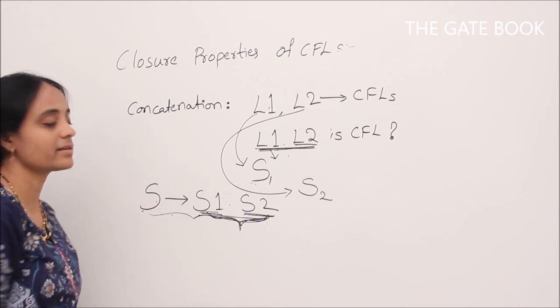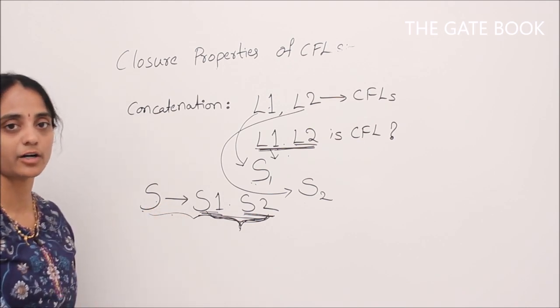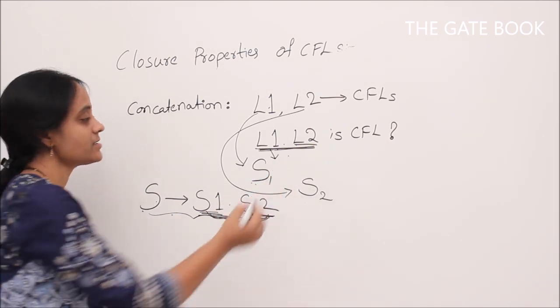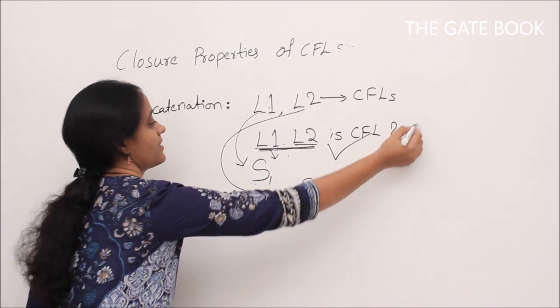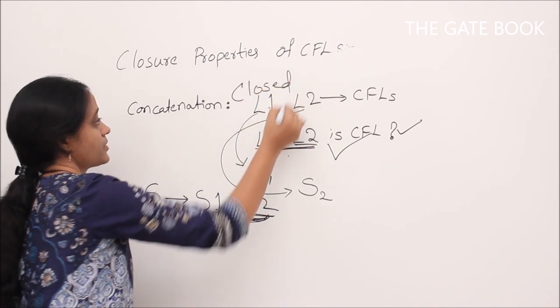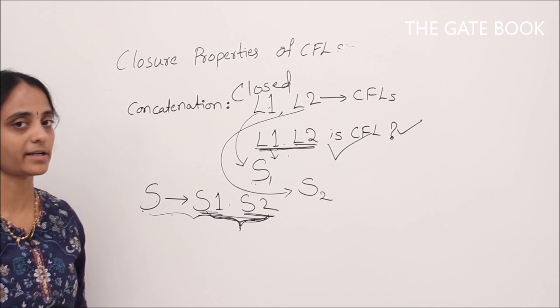So even if I add this new rule, it is still a context free grammar. Because there exists a context free grammar for this, we say that it's a CFL. So these are closed under concatenation. CFLs are closed under concatenation operation.